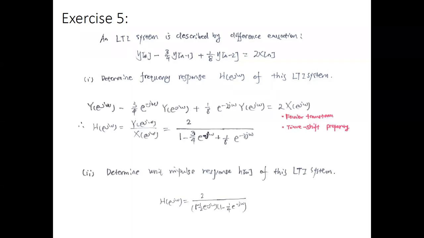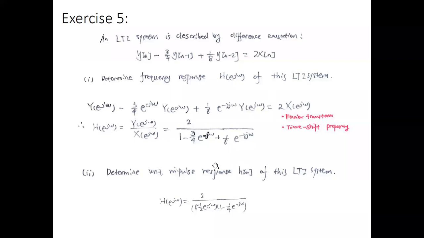Okay, I believe this is not hard. On the left hand side, we have capital Y of exponential j omega in every term, and the coefficient just follows the linearity principle. So 1 - 3/4 + 1/8, and for y[n-1] exponential minus j omega, y[n-2] exponential minus 2 j omega. On the right hand side, just 2 times capital X. So Y divided by X, easy to calculate, is a fraction with a denominator, a polynomial of omega.